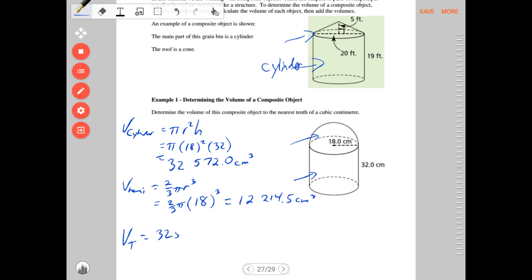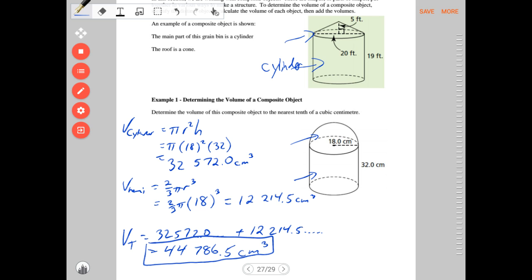So 32,572.0 and so on. The ellipsis is reminding us that we have to use all the decimals. When we do that, it works out to 44,786.5 centimeters cubed. Fantastic. So not too bad. We just figured out the entire volume.